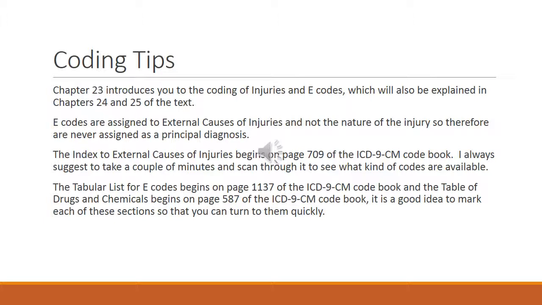I always suggest you take a couple of minutes, scan through it to see what kind of codes are available. The tabular list for E-codes begins on page 1137 of the ICD-9-CM Codebook, and the table of drugs and chemicals begins on page 587 of the ICD-9-CM Codebook. It's a good idea to mark each of these sections so that you can turn to them quickly.